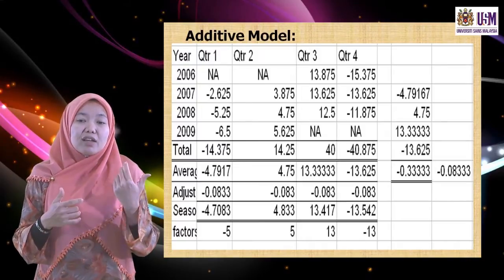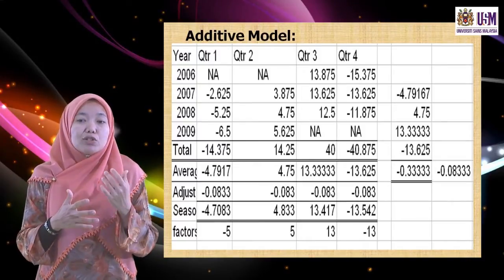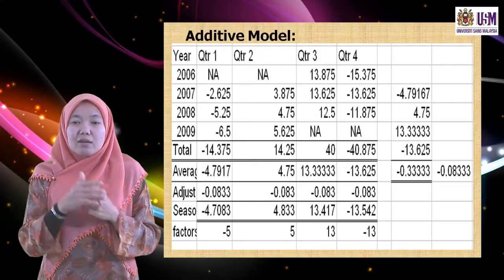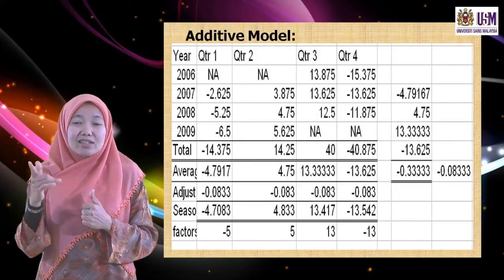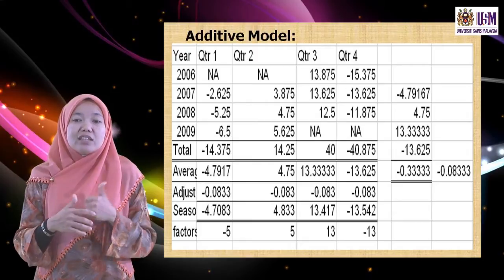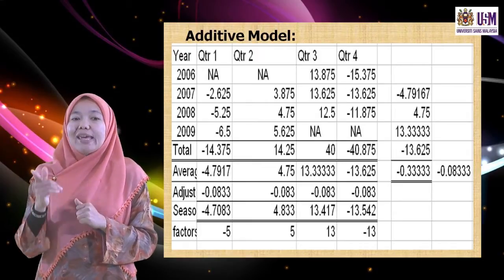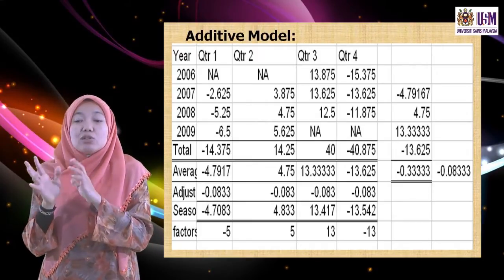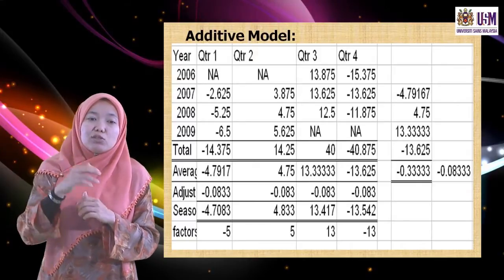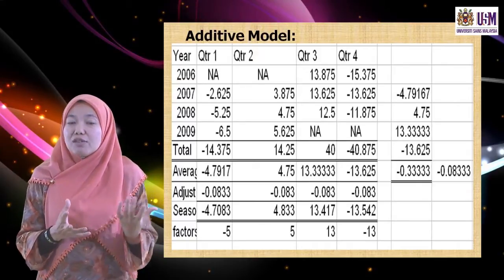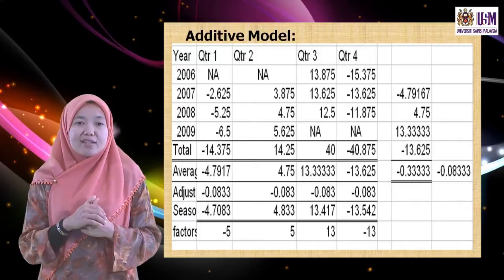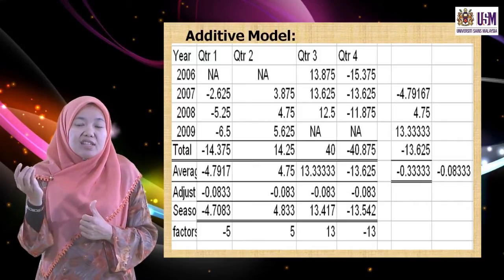Okay, negative 0.33 divided by 4, you should get the one single figure on the right hand side, which is furthermore negative 0.08. So this negative 0.08 you need to bring back into the table. That will be the adjustment value for all 4 quarters, because the difference is negative.